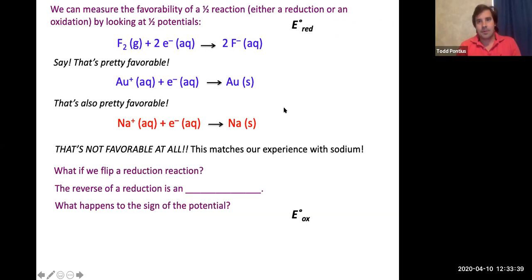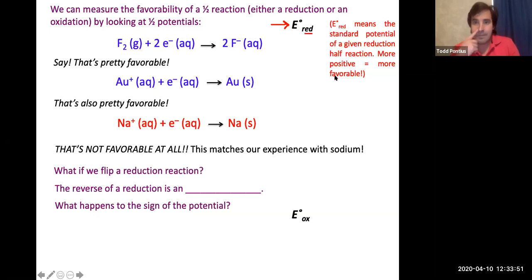So using this convention up here, that is E with a degree sign and then red. The red means reduction. The E means voltage. And the idea is the more positive the value, the more favorable it is.